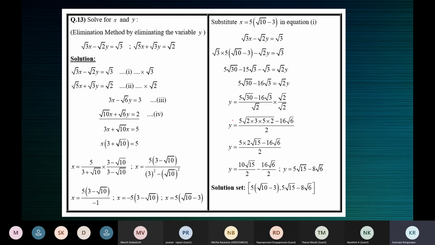Yeah, children. So this part, I want you to think after this. We have to multiply the numerators, multiply the denominators. Please look at this. And we get the value of y. And you can see the solution set. This is the value of x, and this is the value of y.